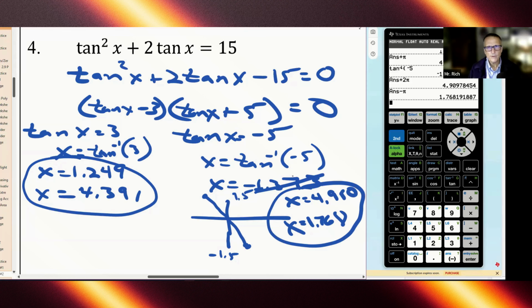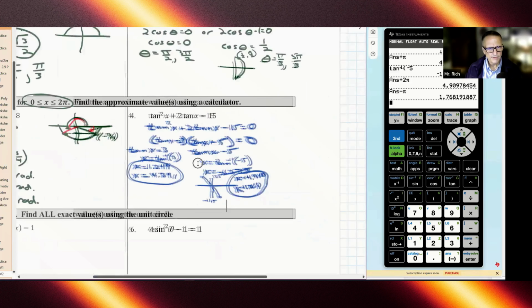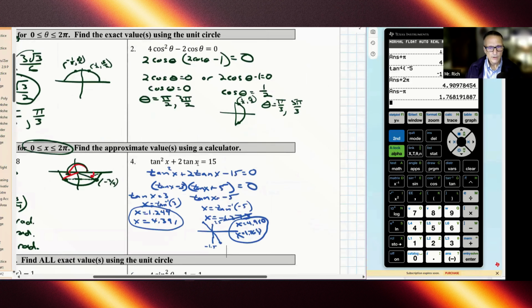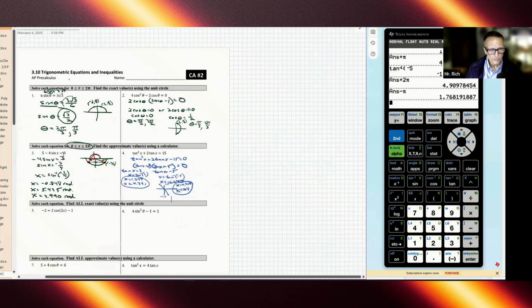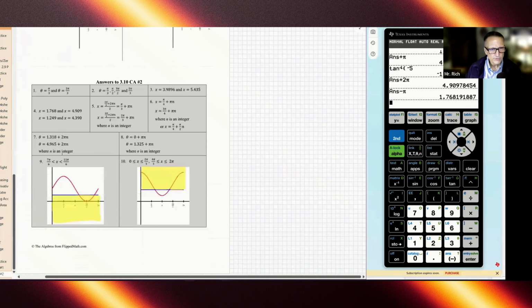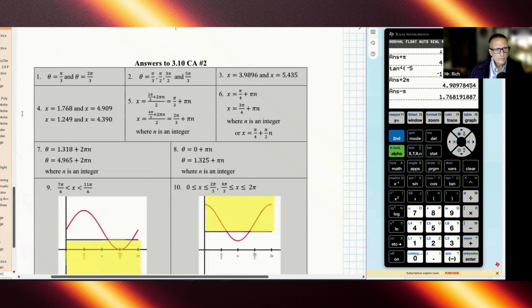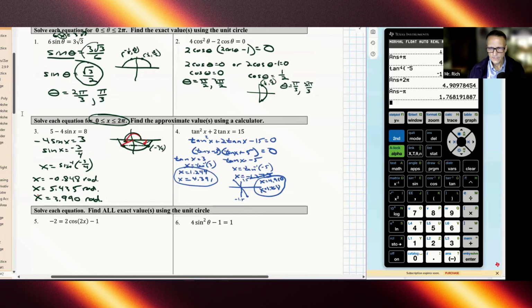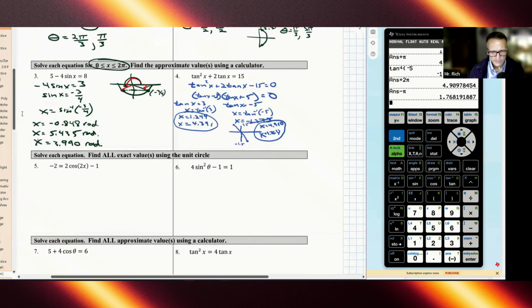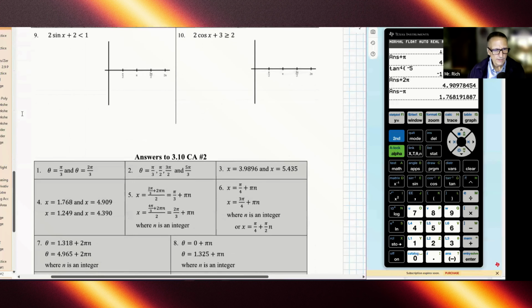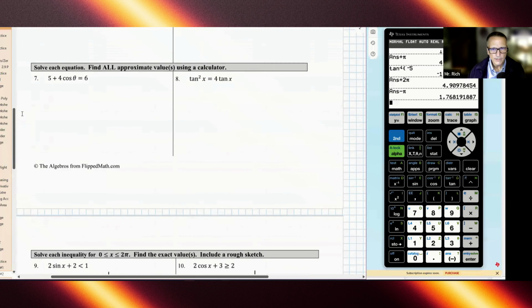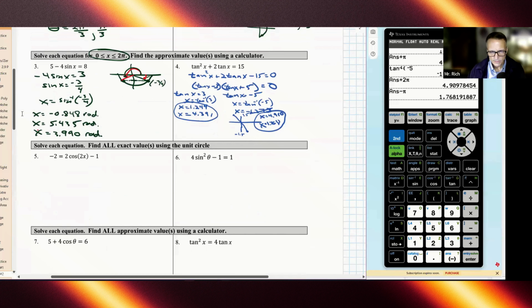I'm going to check my answer here real quick. And actually, I don't think I can because I don't think I have the solutions. I don't think I'm even in the, am I in the practice section? No, I can. We can check them down here because we're in the corrective action. So let's check our answers on number 4. Okay, 1.768. They did 4.909. They just truncated it, right? I rounded it. They truncated. That's perfectly fine. And then the other one was 1.249, 4.390. Yep, we got it. That's how we do it.